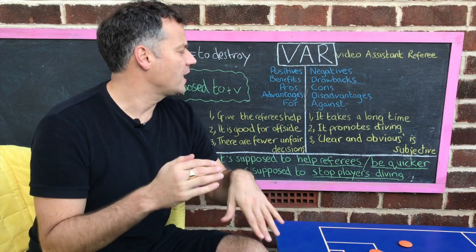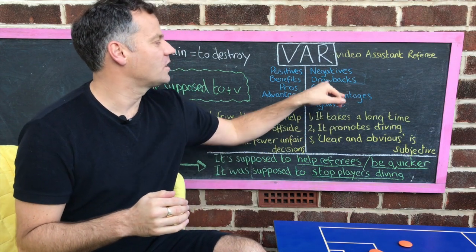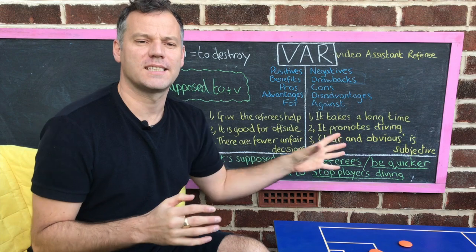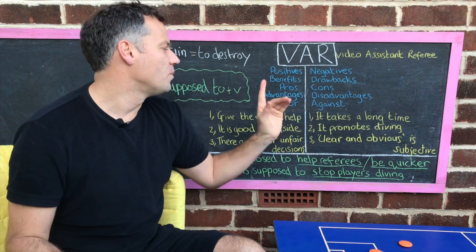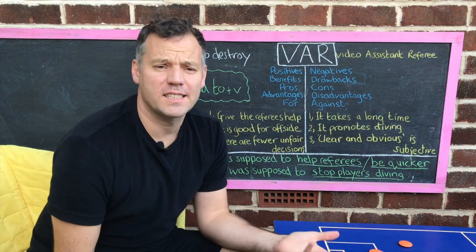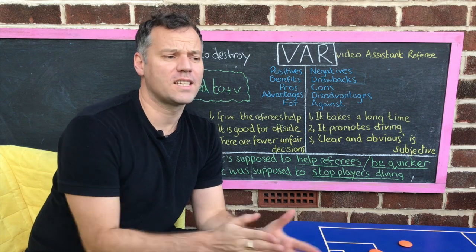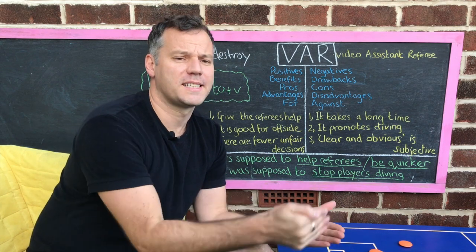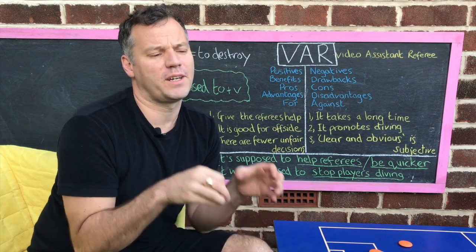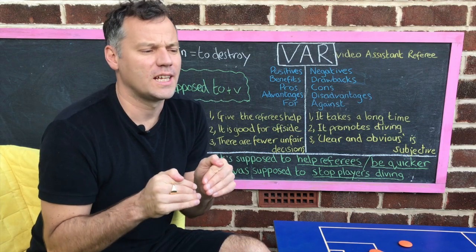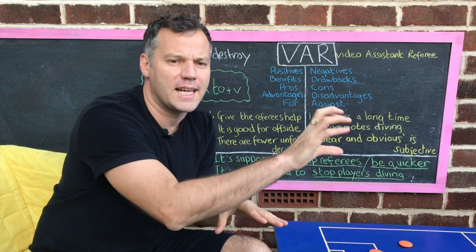Okay, so let's look at some of the disadvantages, the cons, the drawbacks, the negatives with VAR. Number one, it takes a long time. So it takes a long time to make a decision. In English football, the referee stays on the pitch. He doesn't go to a screen at the side of the pitch.